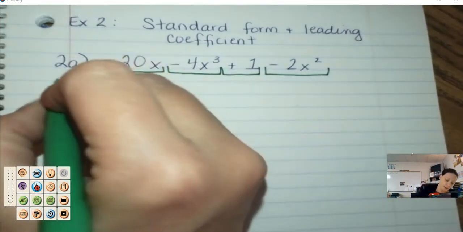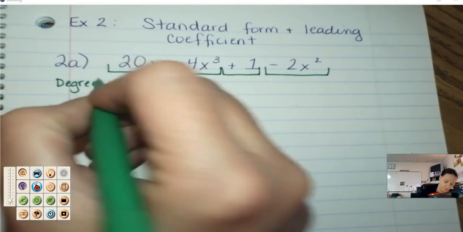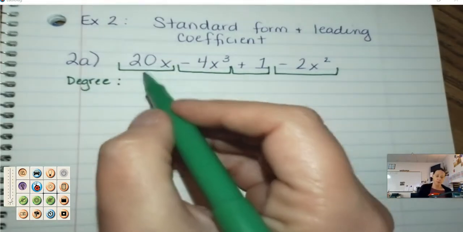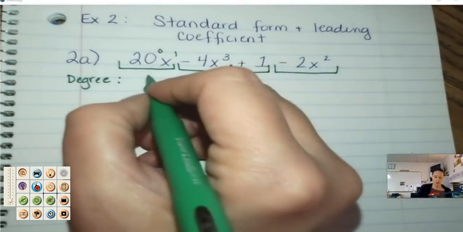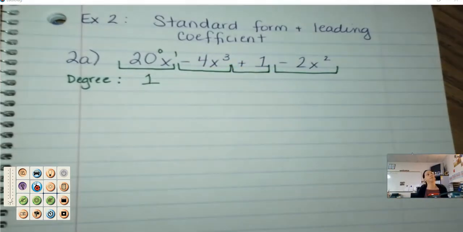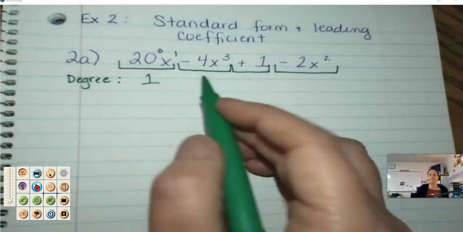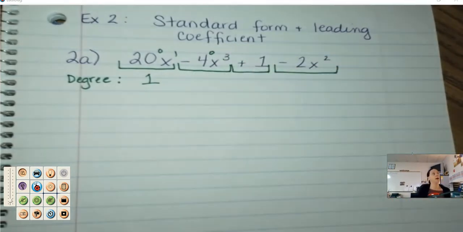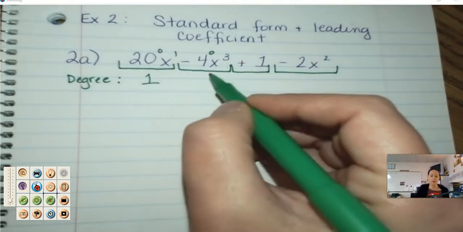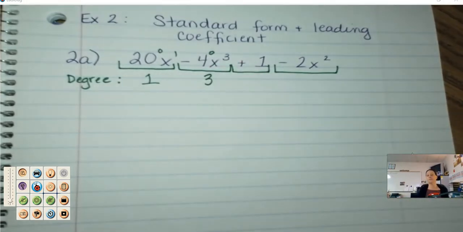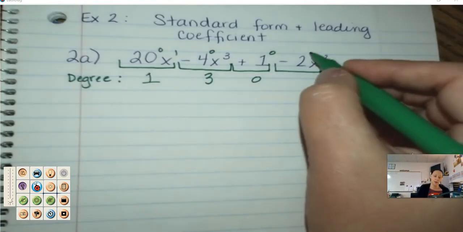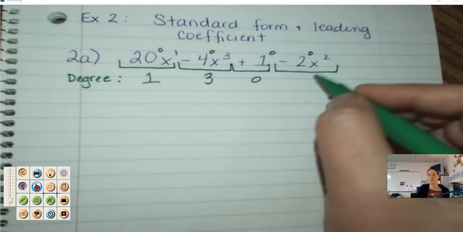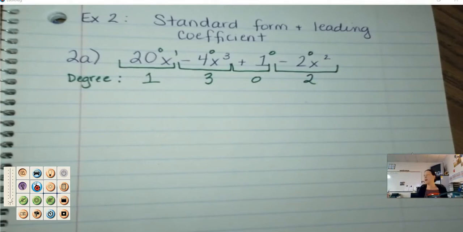Okay, the degrees then. I'm going to go ahead and figure out what the degree is of each term. 20 has a 0 on it. X has a 1 on it. So this degree is 1. Negative 4 has a 0 on it. X has a 3 on it. 0 plus 3 is 3. This 1 has a 0 on the exponent, so it has a degree of 0. Negative 2 has a 0. X has a 2. 0 plus 2. So you're just adding up the exponents.